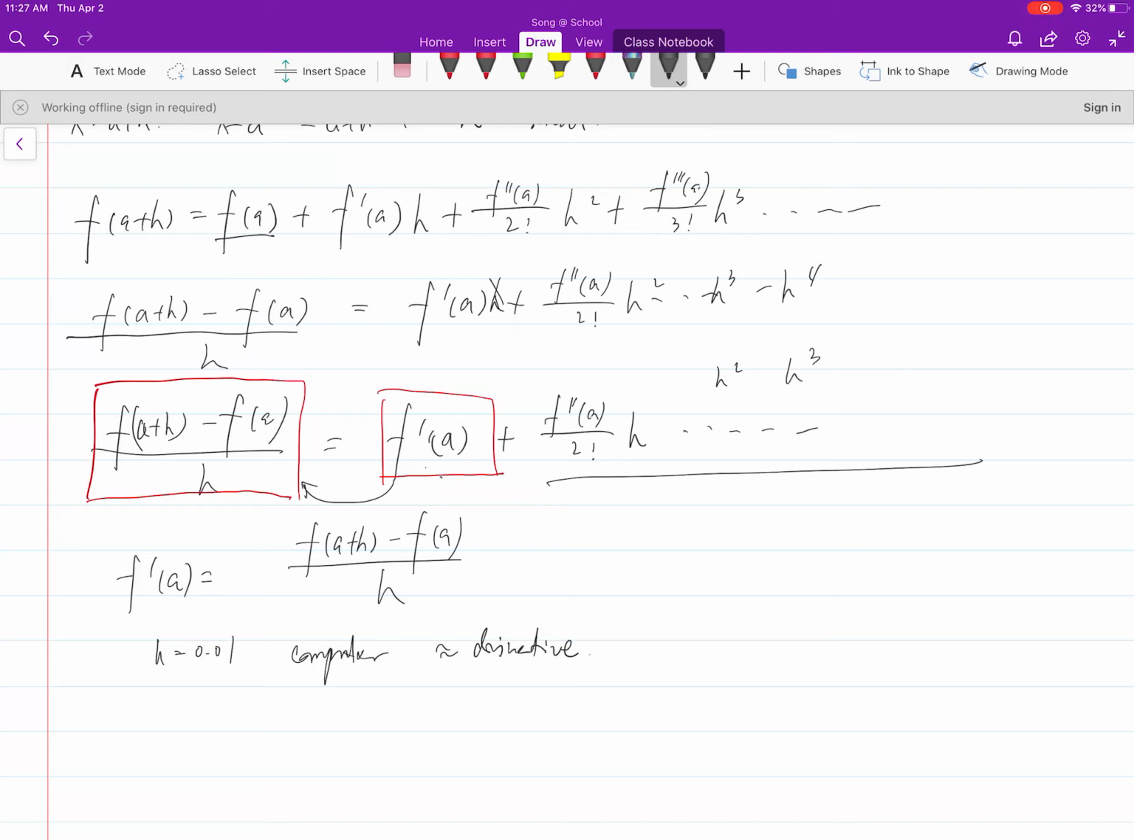Make sense so far? Then we're definitely going to have an error. It's not the real derivative. It's just an approximation of the derivative. But using Taylor polynomials will tell you how big that error is. The error is exactly this. And when you let h go to 0, the error is gone.